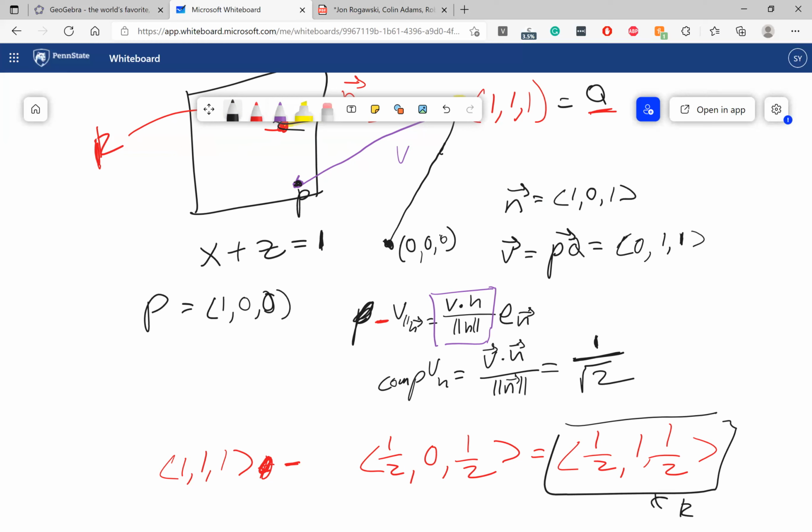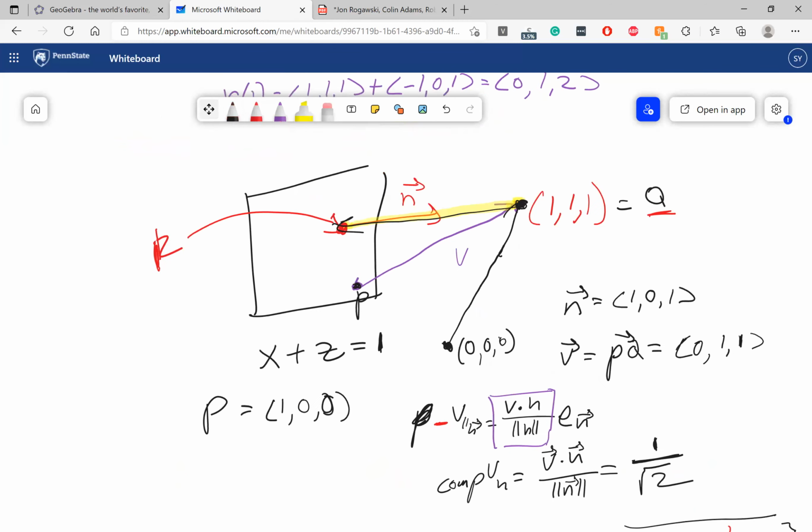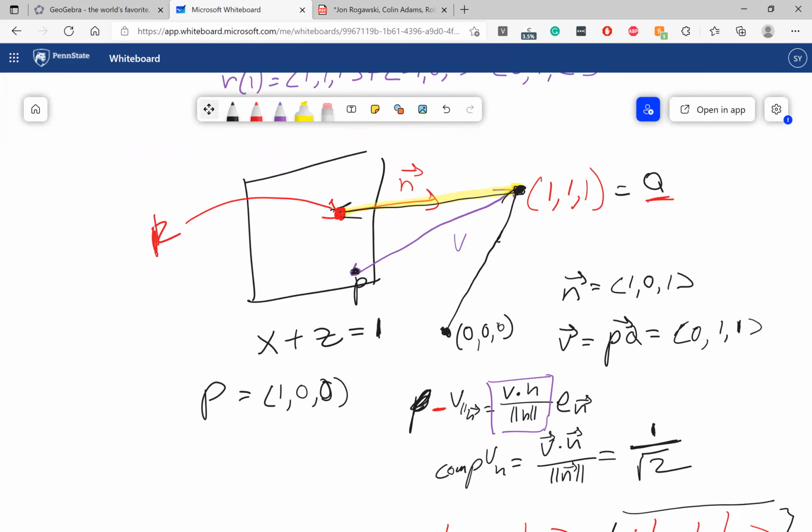Can anyone walk through your process of what you just did again, with the 1 over 2 and over the magnitude of n? Yeah, so we are looking for the point R, and it's a point on the plane. We know that the projection vector is the, so let me redraw this.